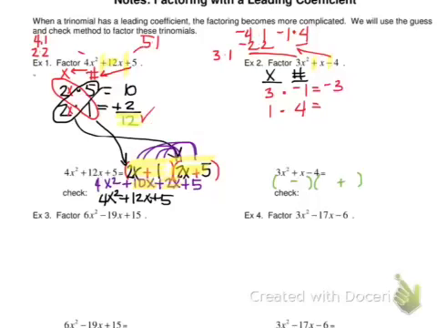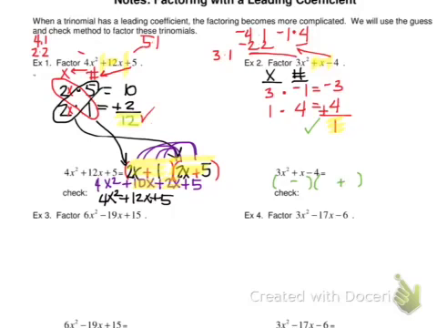And 1 times 4 is 4. When we add these together, we get positive 1, which is our middle term and what we're looking for. So these are going to be our terms. The most important thing now is to make sure that we put in the correct terms in the correct parentheses.